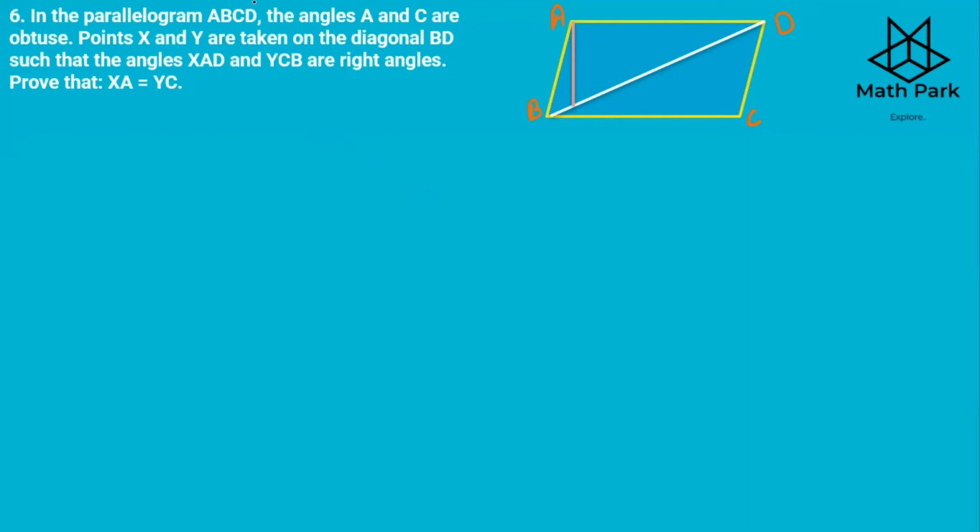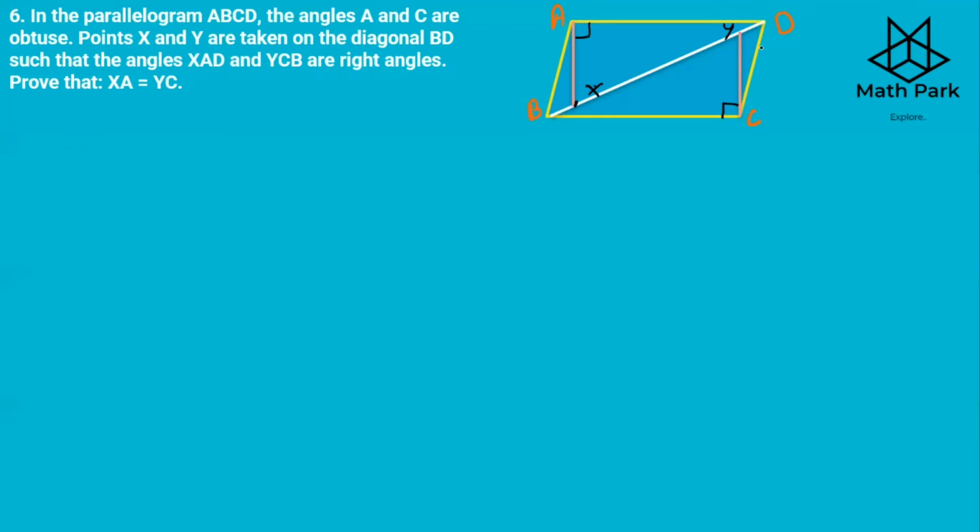The points X and Y are taken on the diagonal. So this is your point X. And then another point Y is taken on the diagonal such that angle XAD is 90 degrees and angle YCB is 90 degrees. Okay. And you have to prove that XA is equal to YC.